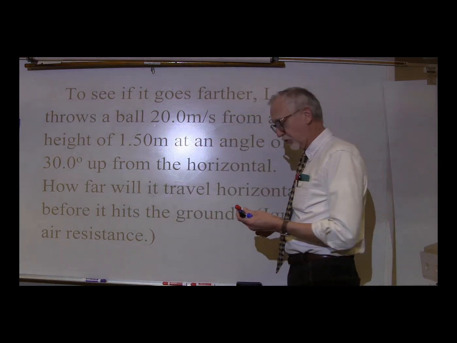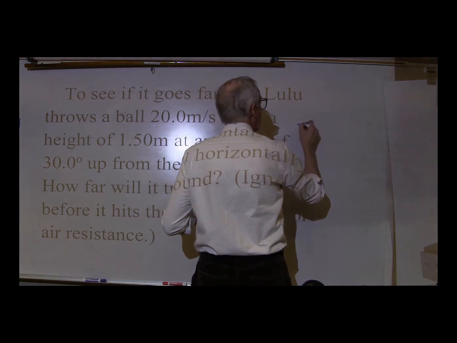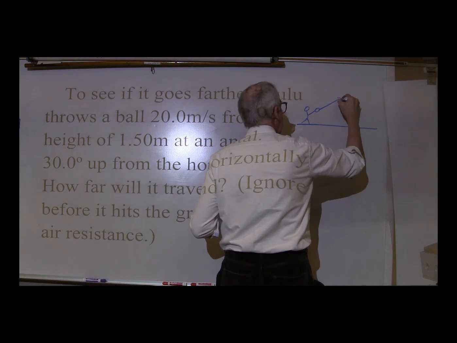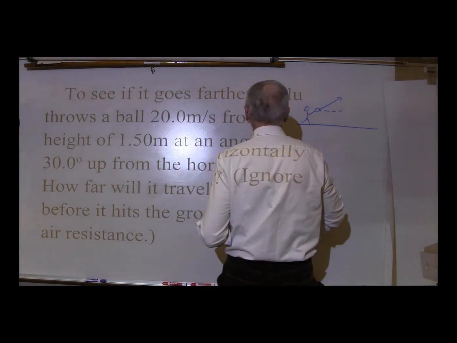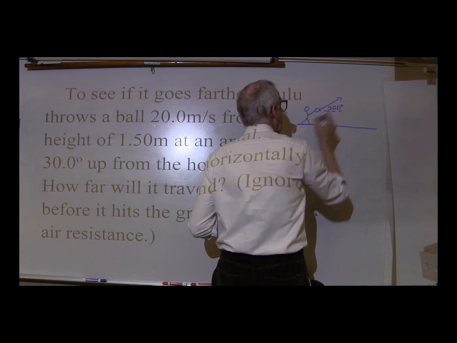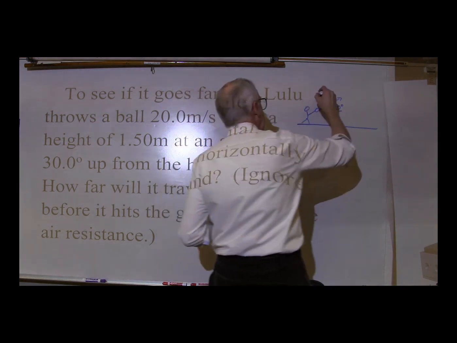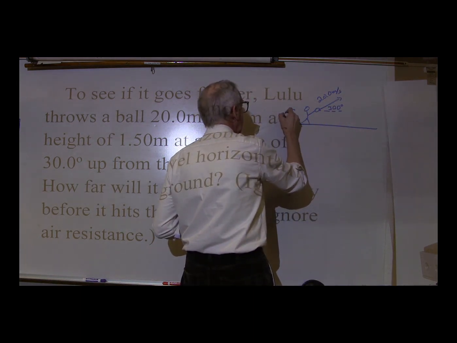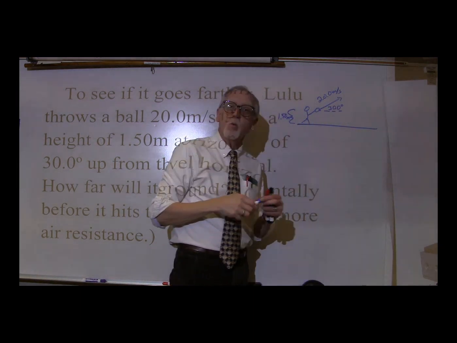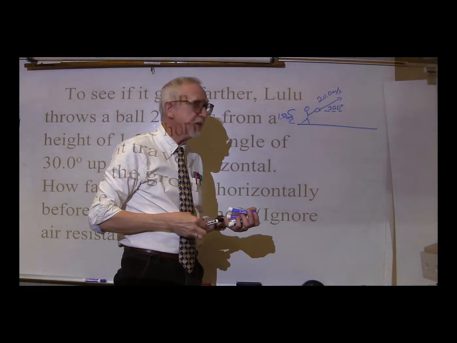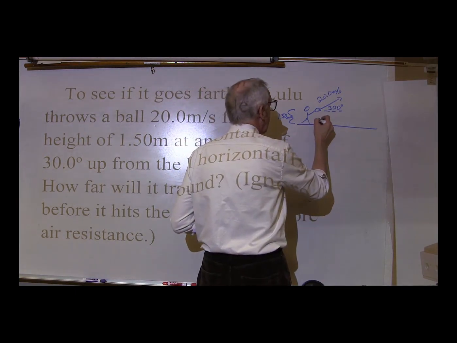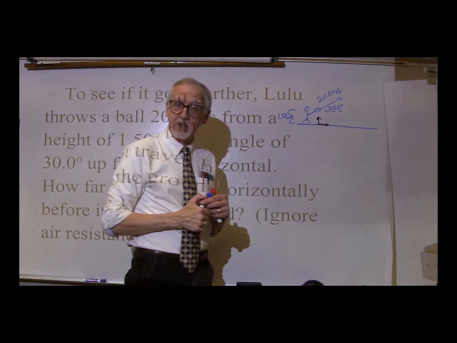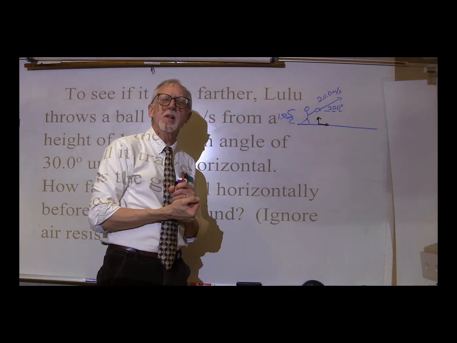Well, we've read the problem. Let's draw the diagram. Here's Lulu throwing the ball, but now the ball is being thrown at an angle of 30 degrees up from the horizontal. Again, at a speed of 20 meters per second and an initial height of 1.50 meters. Why don't we keep the same origin as we had last time? We'll just define the origin down here, x and y, on the ground, right below the initial position of the ball.